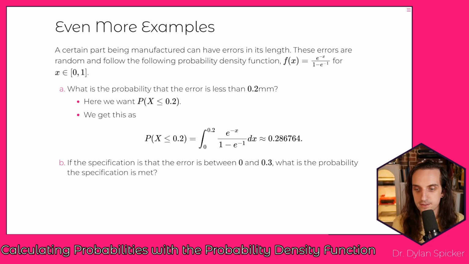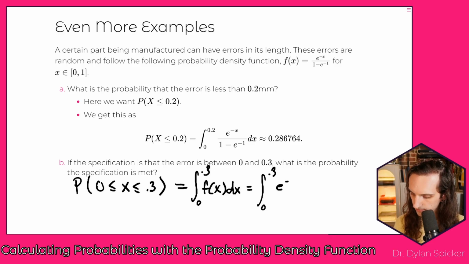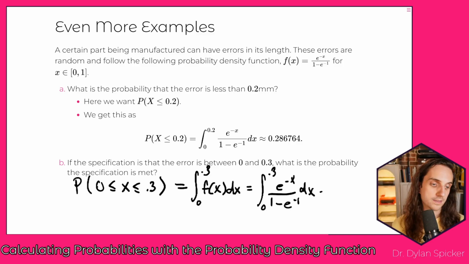Now, if we have a specification is that the error has to fall between 0 and 0.3, what is the probability that the specification is met? And so here, right, what we explicitly want is the probability that 0 is less than or equal to x, which is less than or equal to 0.3. And so we can simply integrate here our density over that given range, right? So that's the integral from 0 up to 0.3 of e to the negative x over 1 minus e to the negative 1 dx. Right? And solving that integral is going to give us the probability that we need.